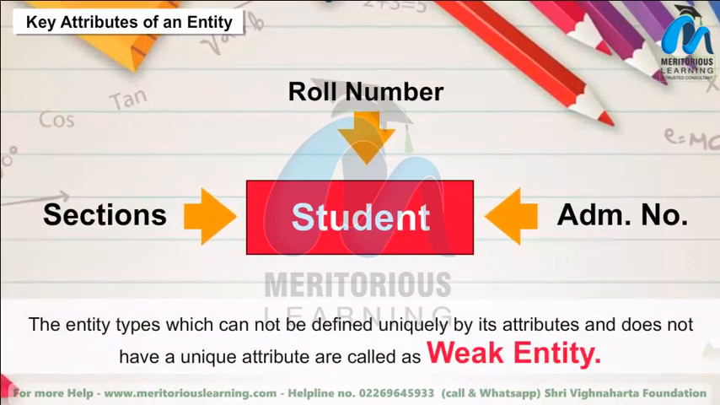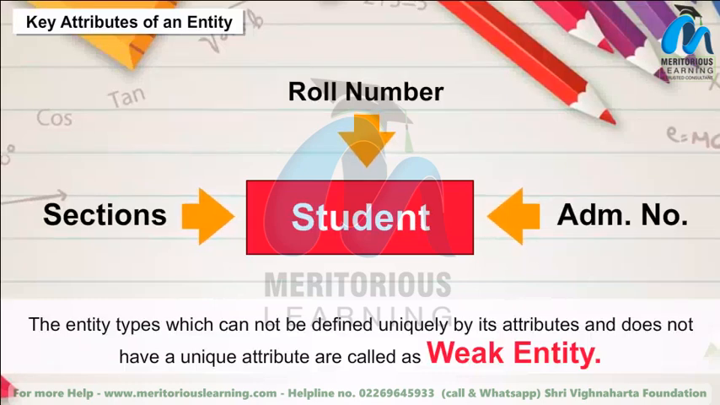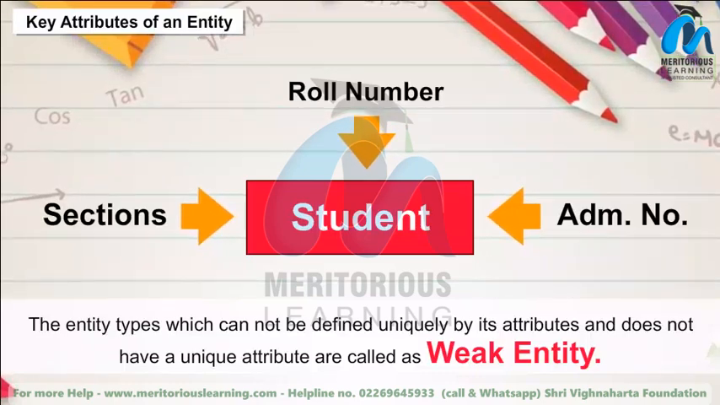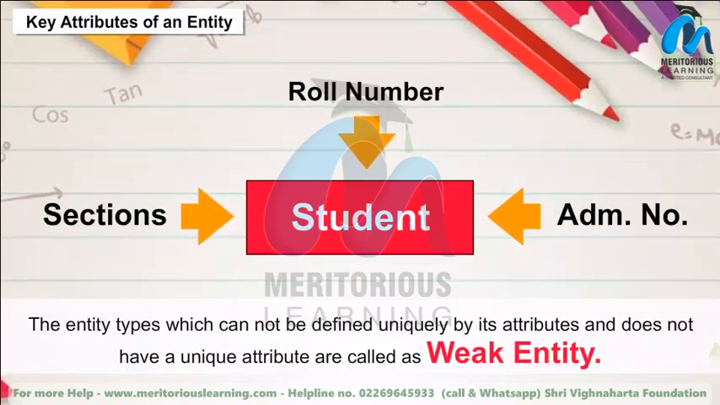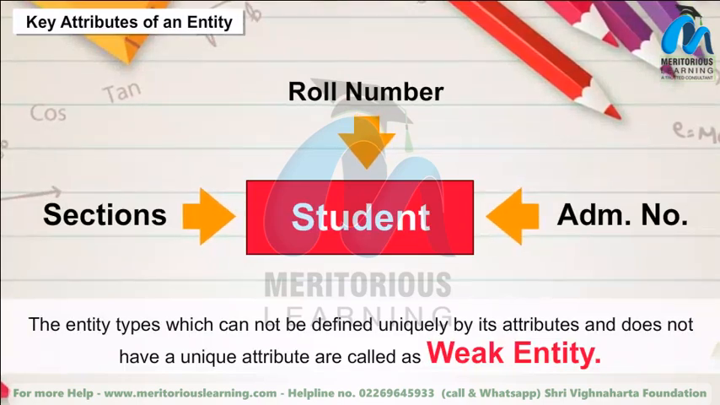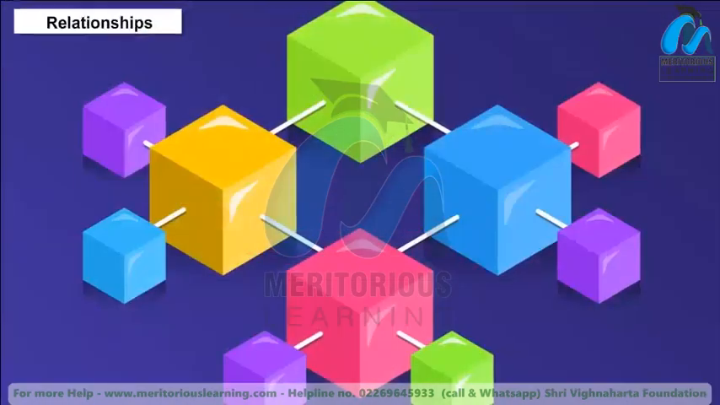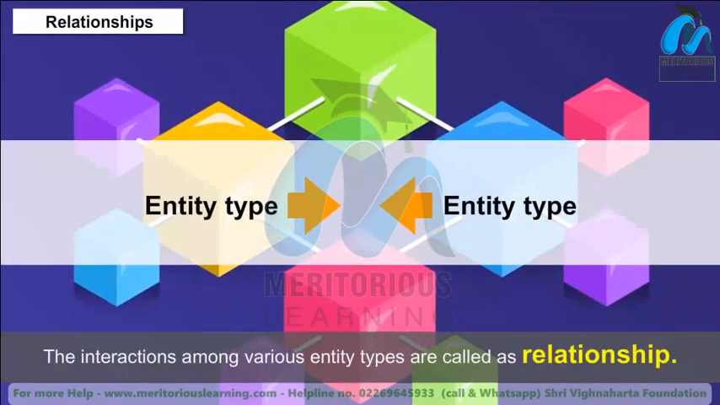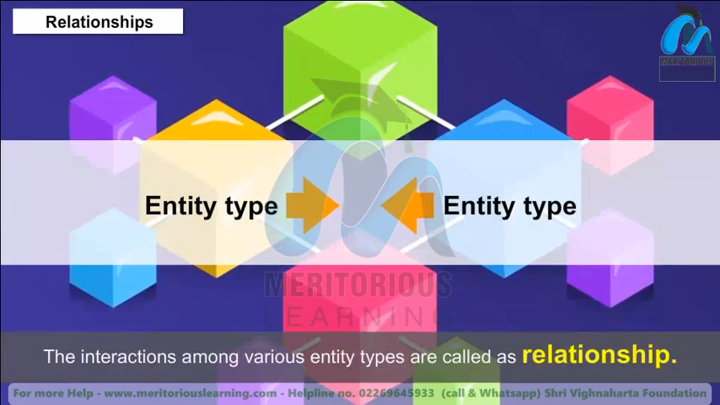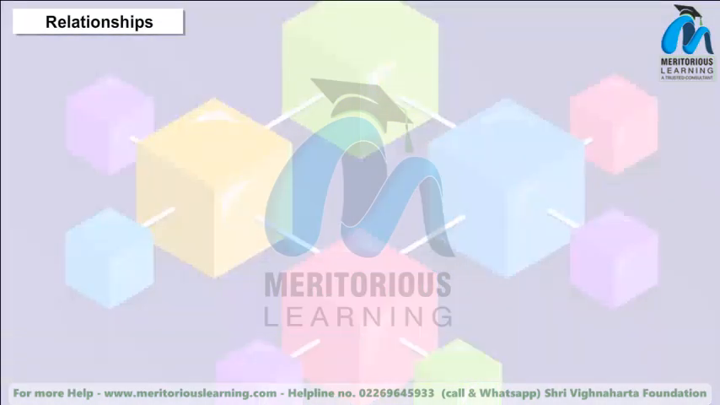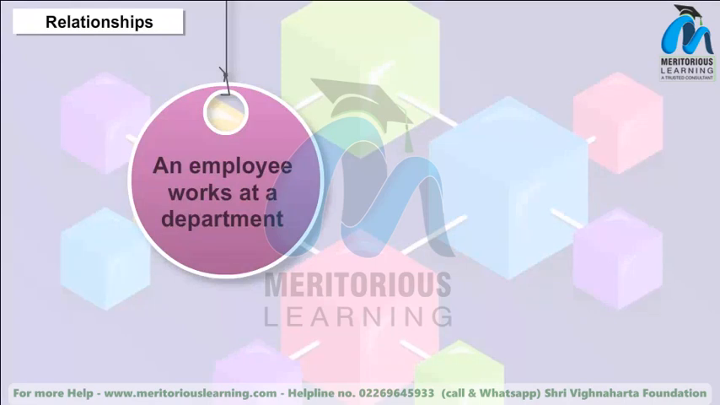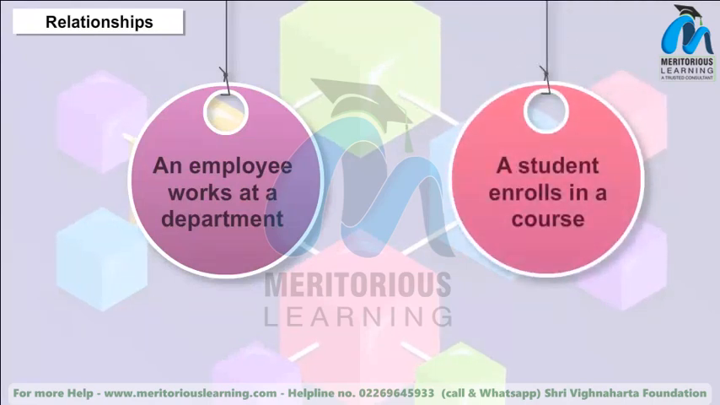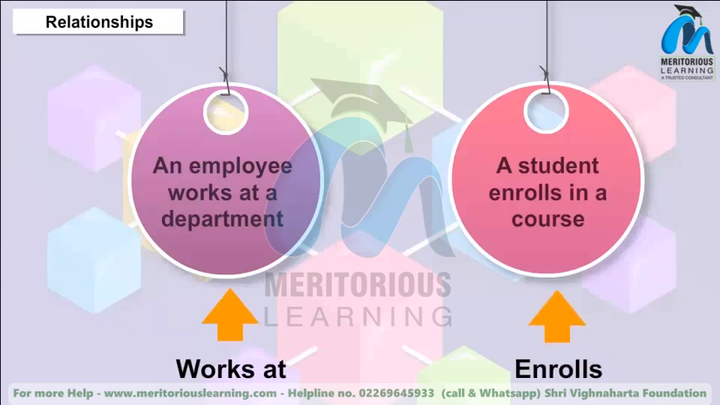The entity types which cannot be defined uniquely by their attributes and do not have a unique attribute are called weak entities. Relationships. The interactions among various entity types are called relationships. For example, an employee works at a department, a student enrolls in a course. Here, works at and enrolls are called relationships.